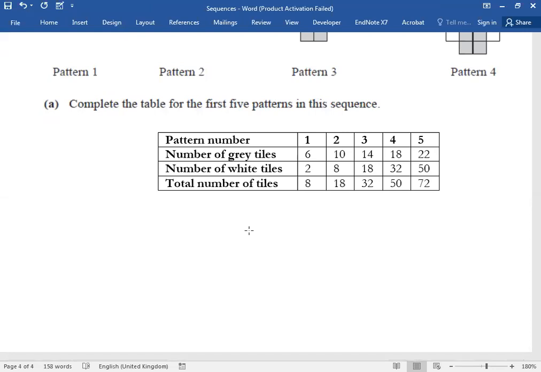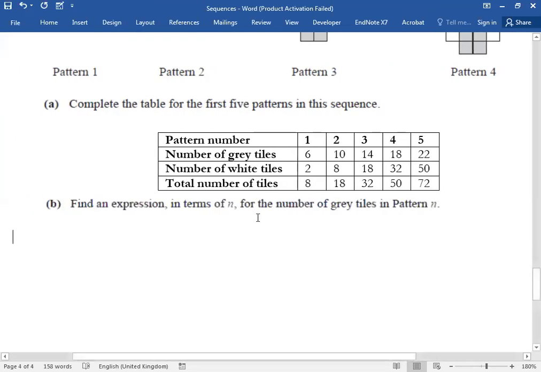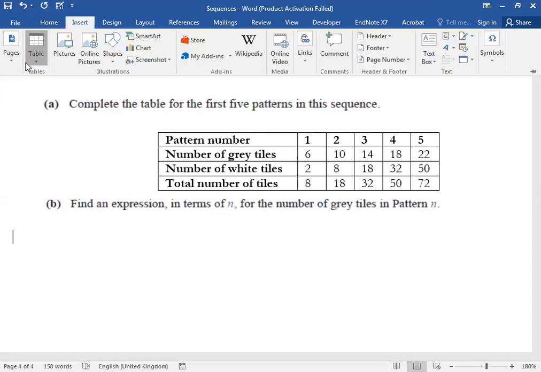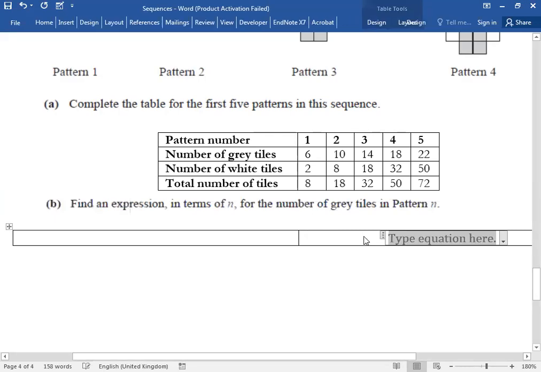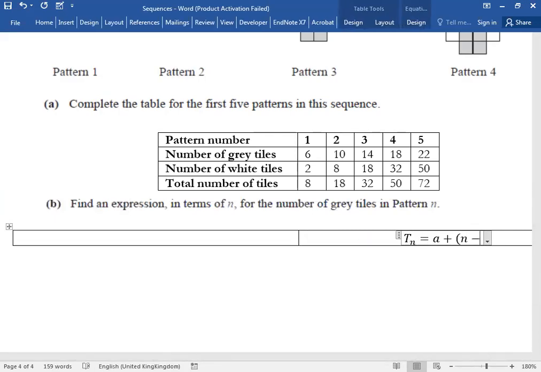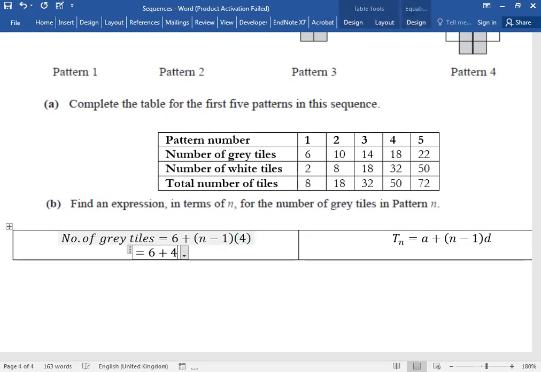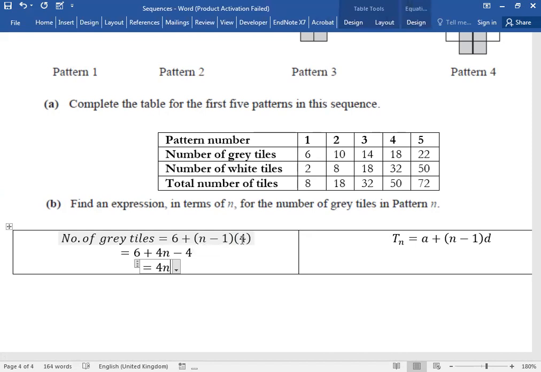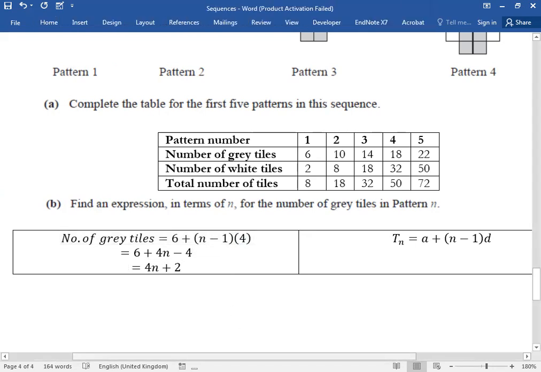Moving on to part b: find an expression in terms of n for the number of gray tiles in pattern n. Number of gray tiles, is that an arithmetic progression? a plus n minus 1 into d. What is a? Yes, and what is d? 6 plus n minus 1 and the difference is 4. So 6 plus 4n minus 4, which is 4n plus 2.